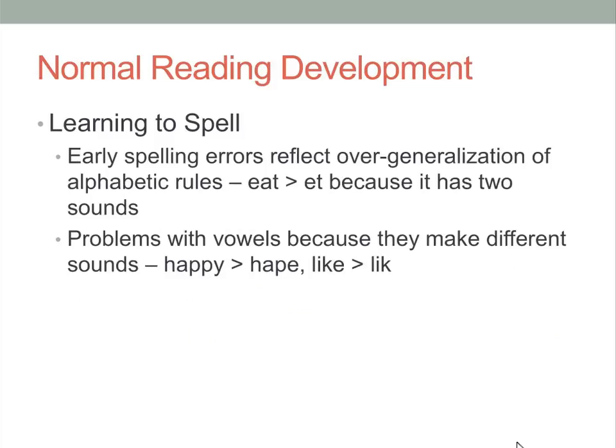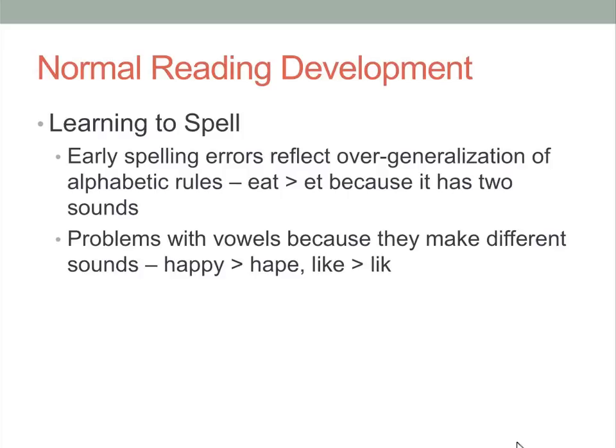So early spelling errors reflect this overgeneralization. Overgeneralization, remember, is when I take a rule and I apply it to everything. So that's when people say goed. Eat must be ET because it only has two sounds. So where's this extra third letter coming from? I don't need that letter. Let's get rid of it.